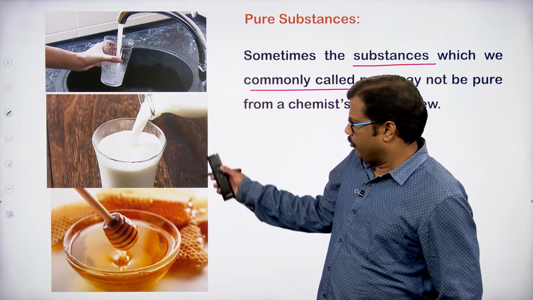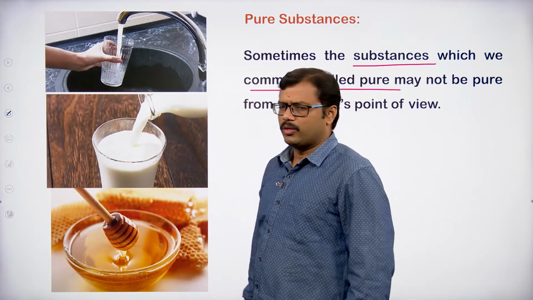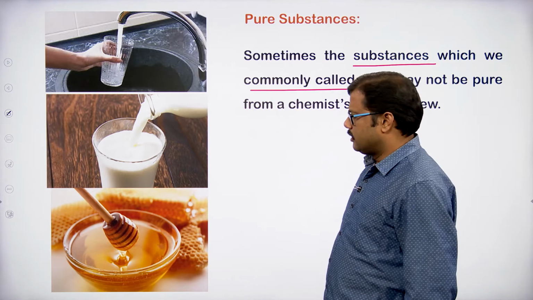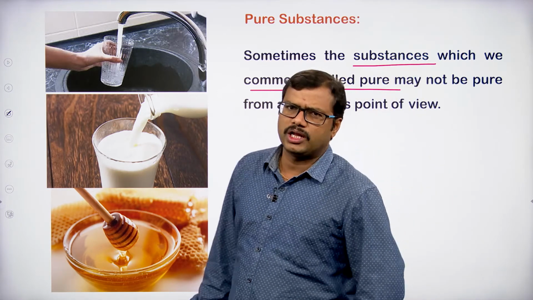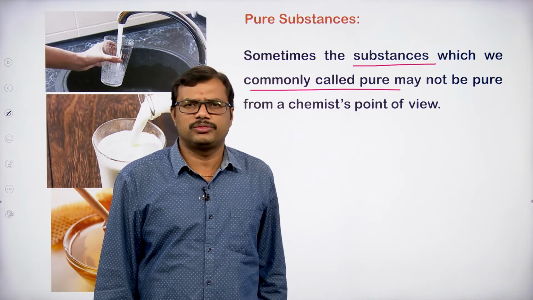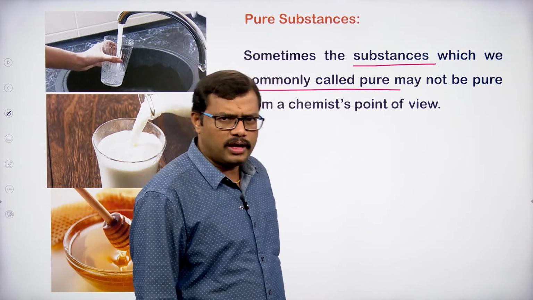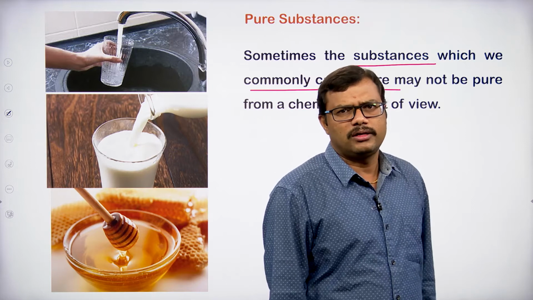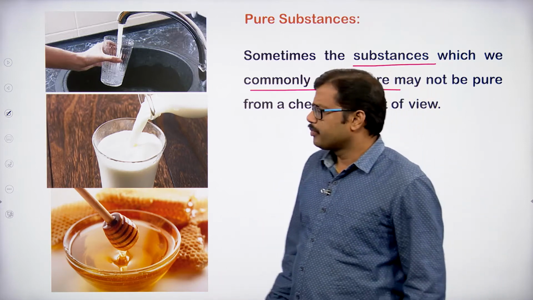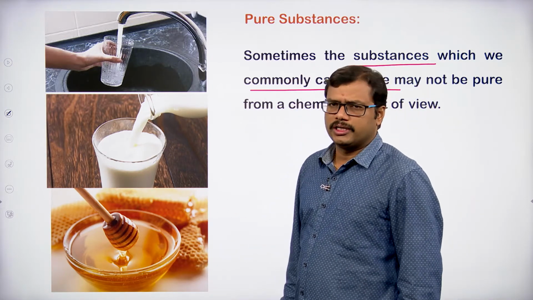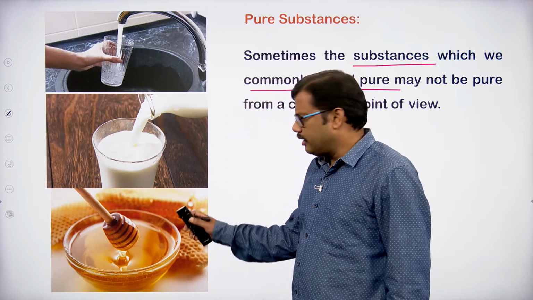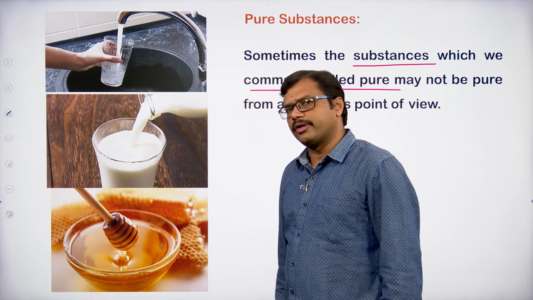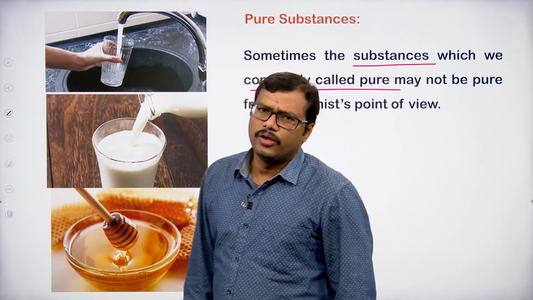Milk looks very pure, honey looks very pure, but these are not pure. Milk is a combination of fat, carbohydrates, minerals, vitamins, etc. Honey, along with sugar, also contains some other components. So, although it looks very clear and very pure, it is a combination of different components, so we cannot say it is a pure substance.